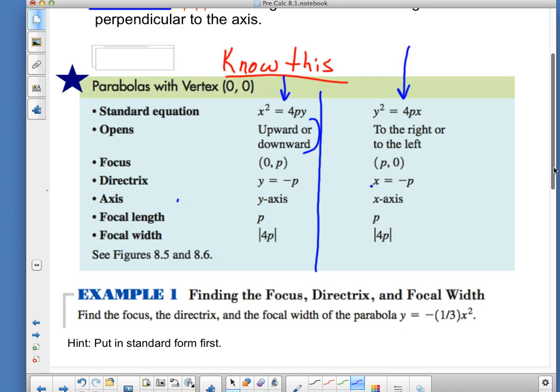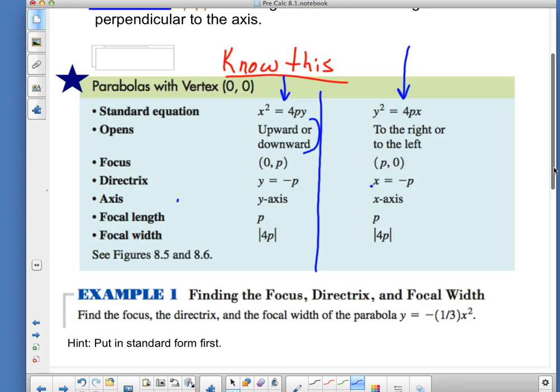I don't necessarily memorize the directrix stuff. I just know that when I graph the parabola, certain pieces are at certain spots opposite each other. Okay, I do remember that if it's x squared equals 4py, it's open up or down. And if it's y squared equals 4px, it's open left or right. And from there, I adjust everything else.